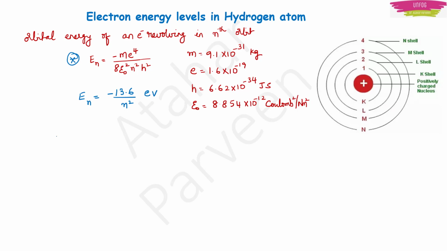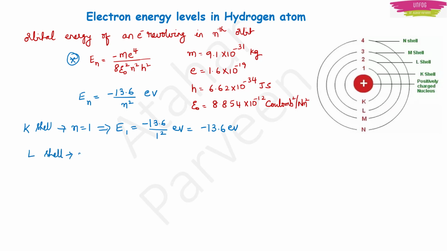Now with this I can say that if the electron is in the K shell, what will my n be? n will be 1, right? If n is 1, what will my energy be? So here I can put n equal to 1: minus 13.6 upon 1 squared, which is equal to minus 13.6 eV. Correct?